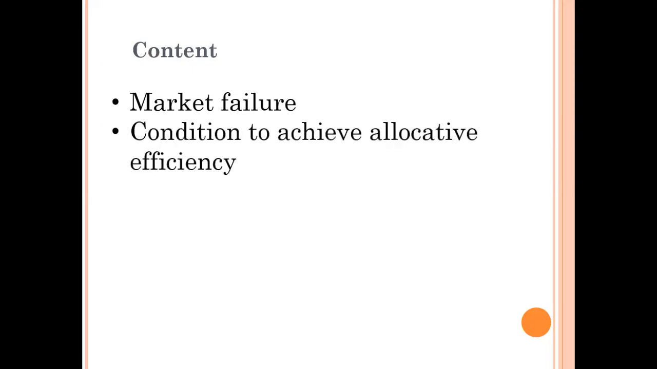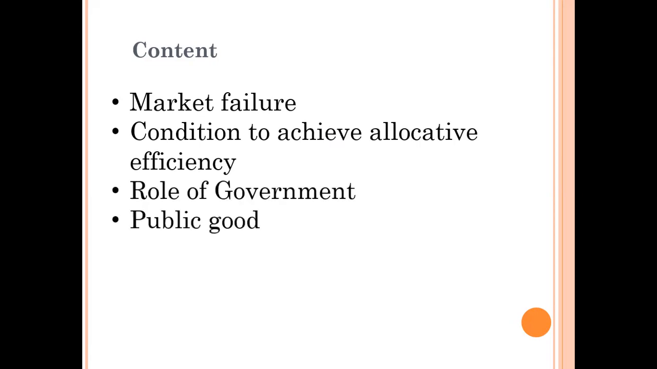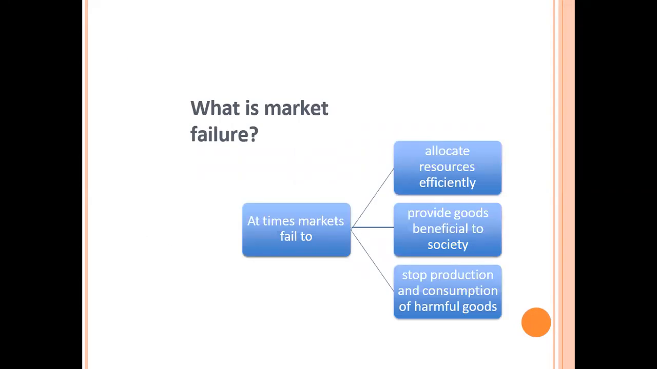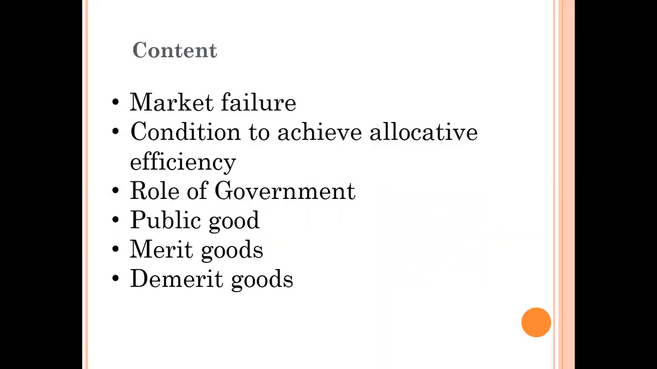Today we will discuss market failure and government intervention. First, we will discuss the content of this lecture. First, we'll discuss what is market failure, then we will see conditions to achieve allocation efficiency. Then we will discuss the role of government, public good. Then we study what is public good, what are merit goods, what are demerit goods, right?